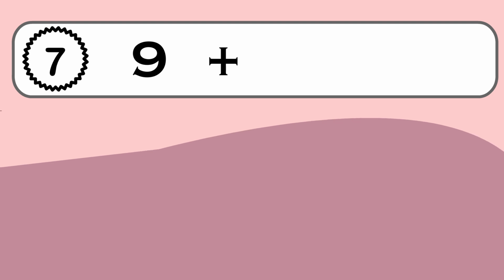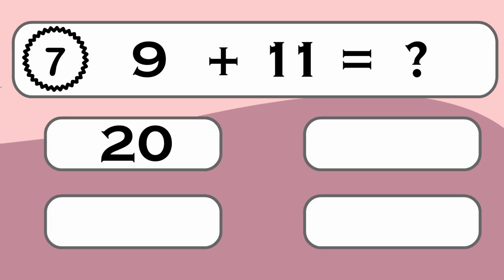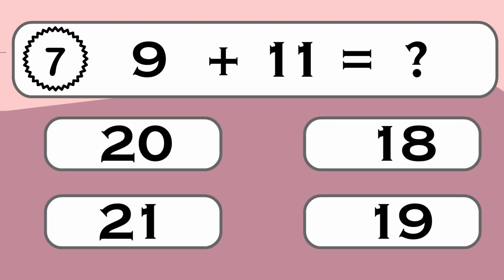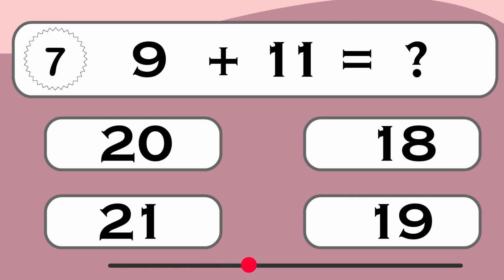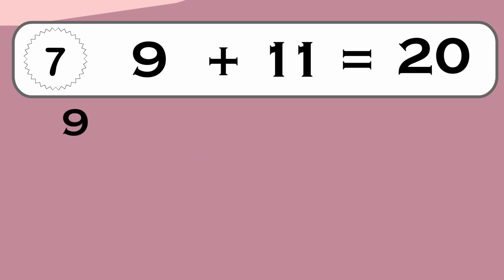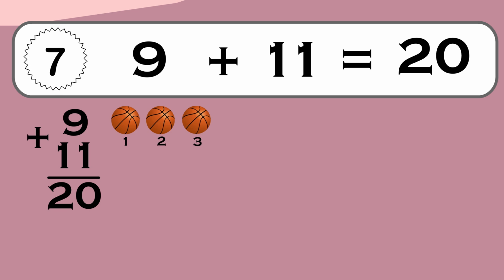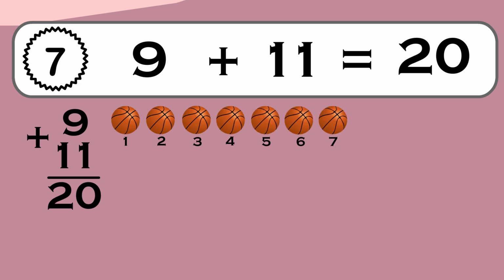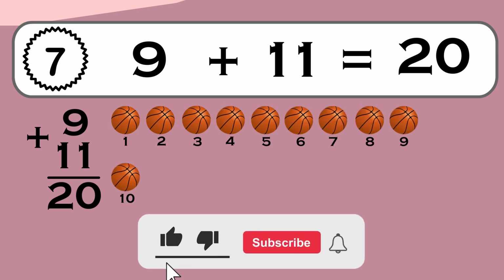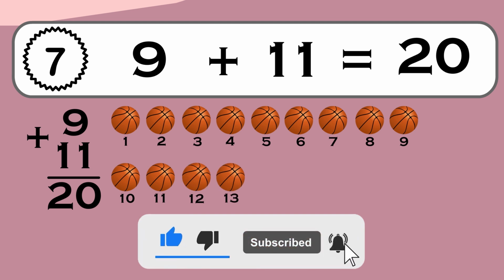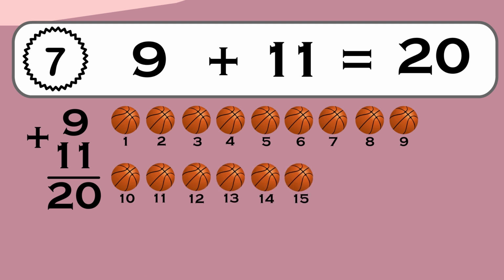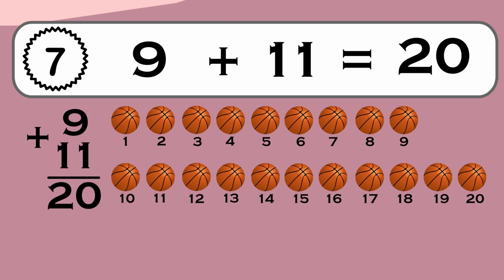9 plus 11 is equal what? Nine plus 11 is equal 20. Let's count it. 1, 2, 3, 4, 5, 6, 7, 8, 9, 10, 11, 12, 13, 14, 15, 16, 17, 18, 19, 20.